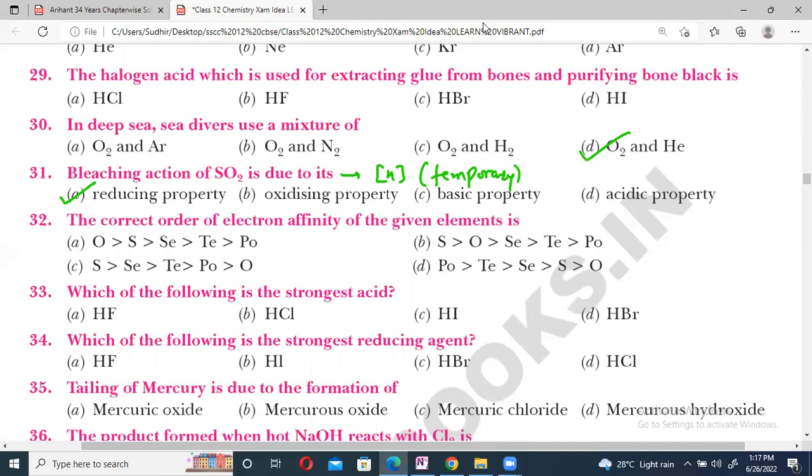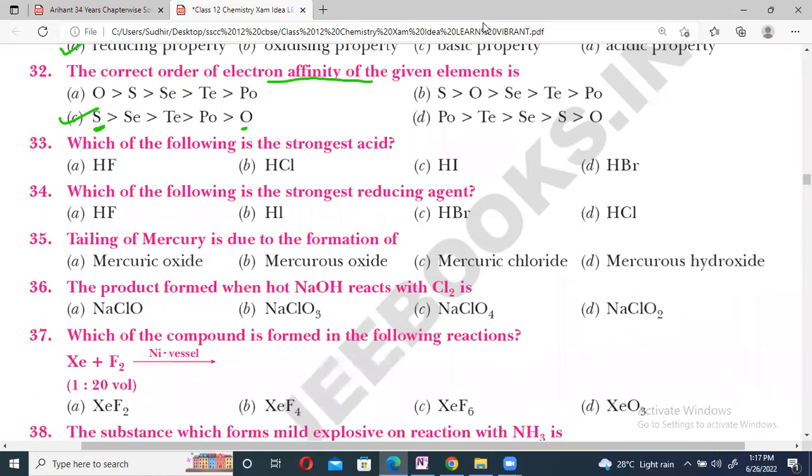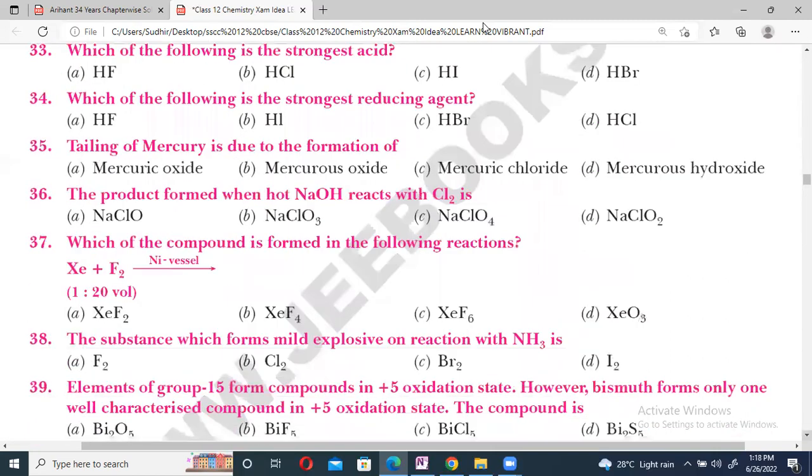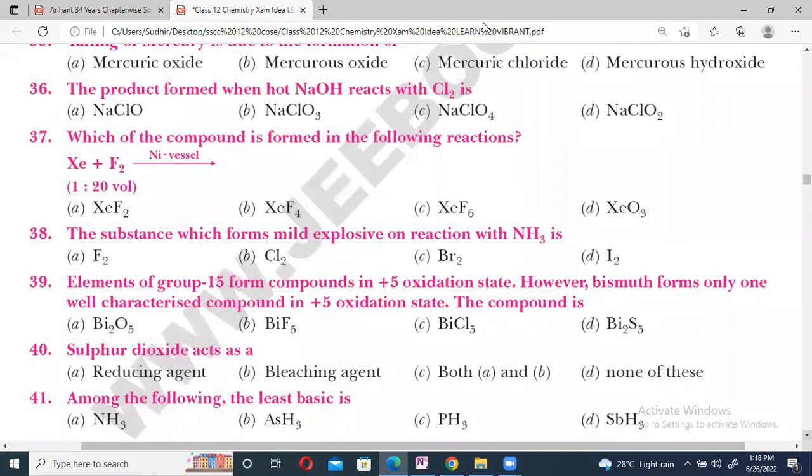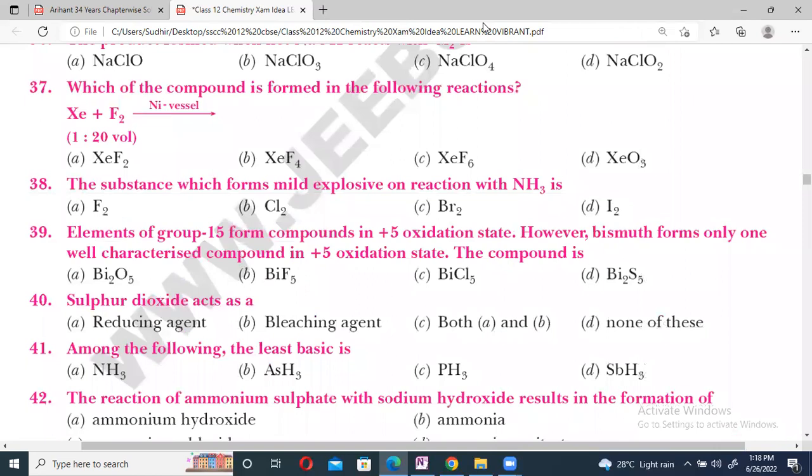So reducing property. 31A, correct order of electron gain enthalpy of the given elements, very important. Sulfur is having more affinity than that of oxygen. C option is correct. Which of the following is the strongest acid? Here, 17 group is coming. 34, 35, 36, 37, 38, 39, 40.